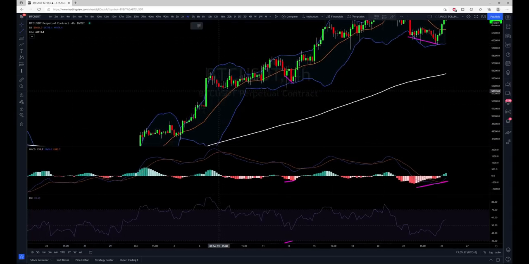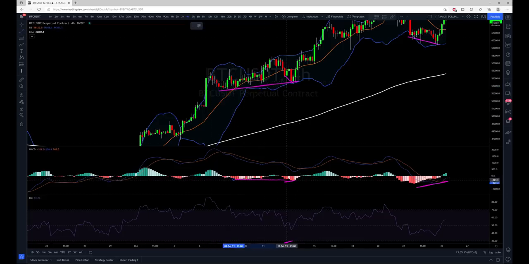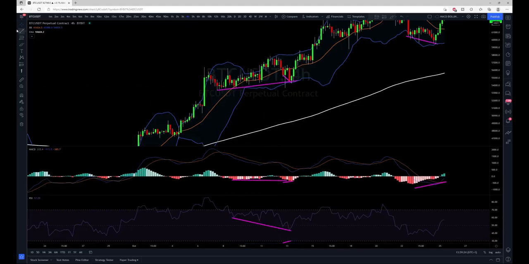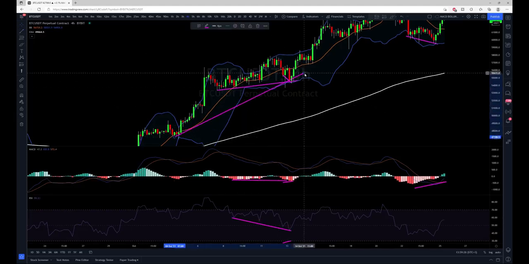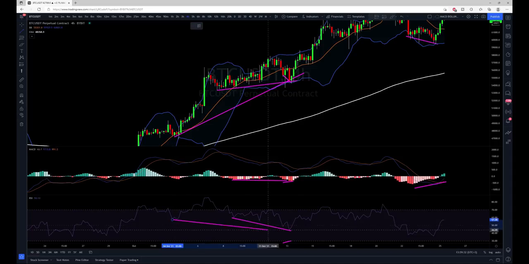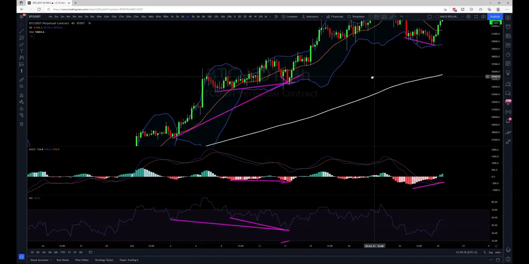So as price makes a higher low, at the same time, we have indicators making a lower low. We can see here, RSI makes a lower low, price makes a much higher low, and you can see the same thing over here. We have hidden divergence compared from this pullback to this pullback. So we're getting hidden divergence on the 4-hour as well.